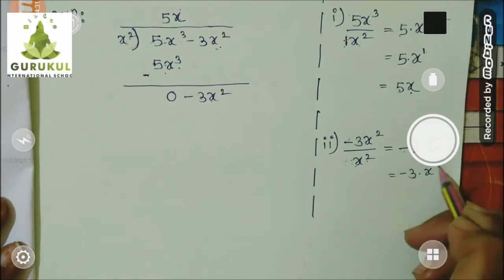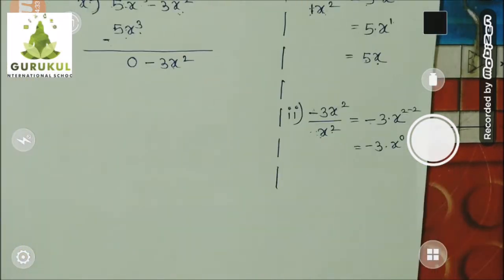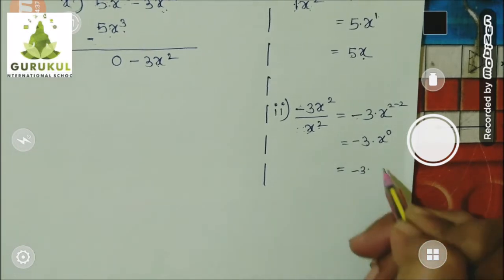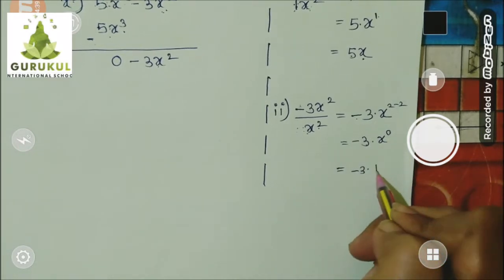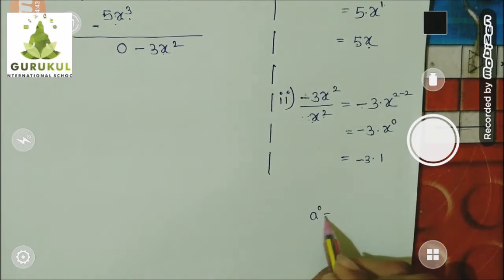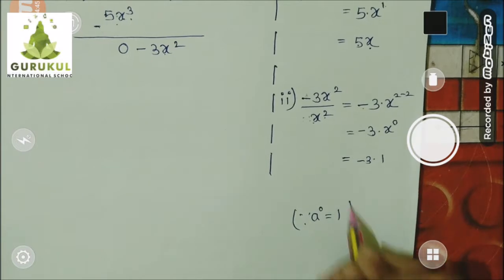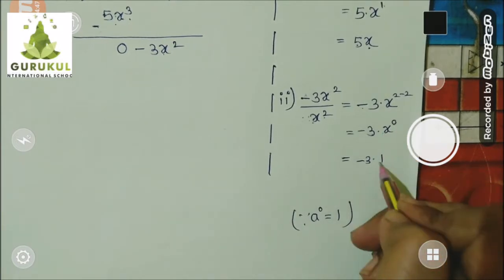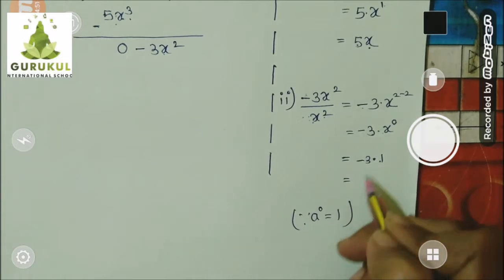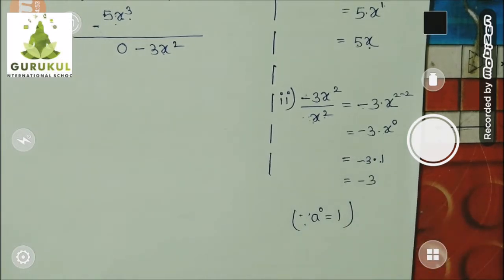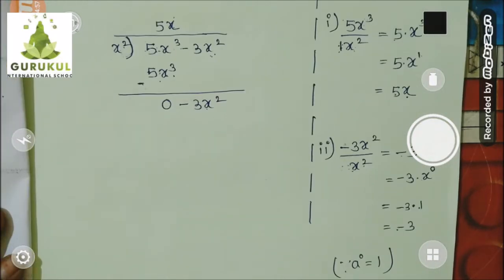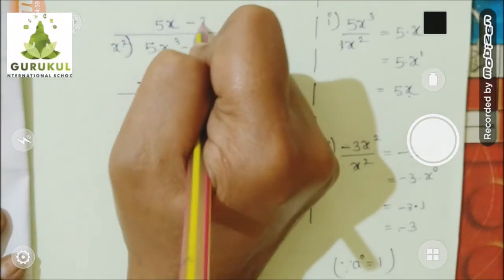x raised to 2 minus 2 means 0. Am I right? Now minus 3 into x raised to 0 means 1. You know the law of indices, children? A raised to 0 is equal to 1. Am I right? So x raised to 0 is also 1. But this is a multiplication sign. Dot means minus 3 ones are minus 3. So the final answer is minus 3. This minus 3 as a quotient I will write over here.